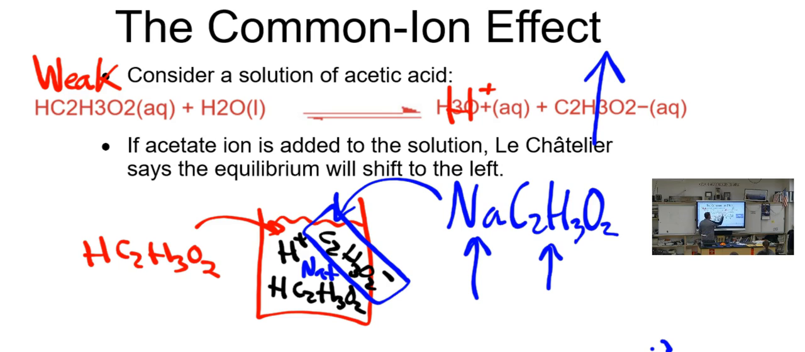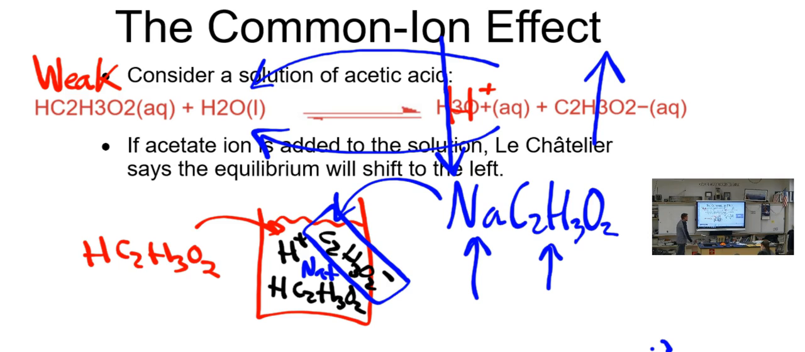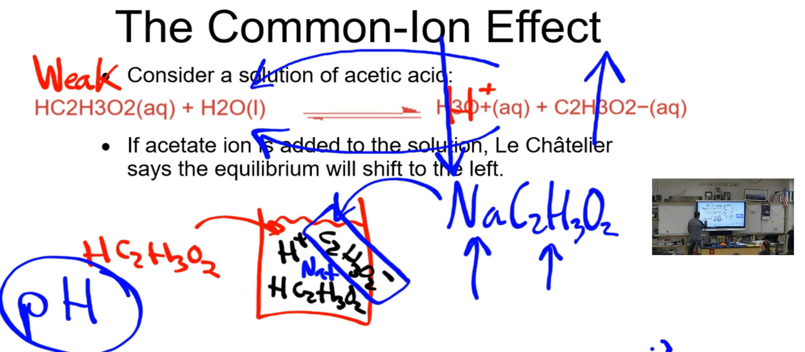According to Le Chatelier's principle, if I add to one side, I start to flow the other direction. Now, look at the consequences to what I really care about when I do that. If I move away from the products, what's happening to the amount of H plus? It's going down. And why do I care about what happens to H plus? All right, because it's tied to pH.